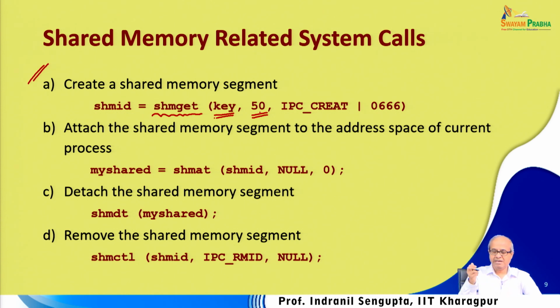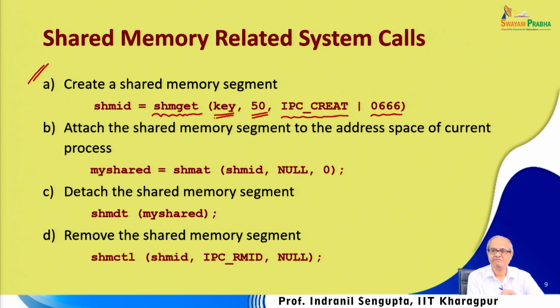Okay. And the last parameter, IPC_CREAT or 0666, these are some constants which are defined in a header file. IPC_CREAT means if the shared segment is already existing, do not create it. If it is not there, create a new shared segment with this key value. And 0666 means what kind of access permissions you are giving for this shared segment.